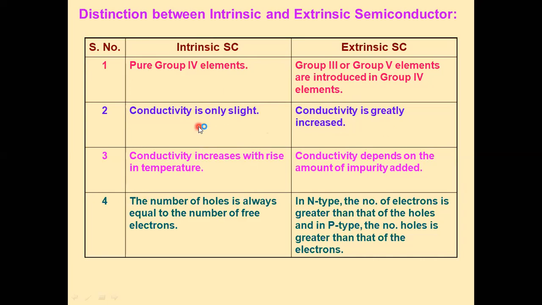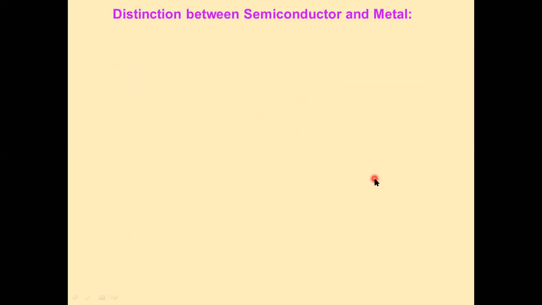Conductivity of the intrinsic type of semiconductor increases with increasing temperature. Conductivity of the extrinsic type depends upon the amount of impurity added, that is, it depends upon the doping. The number of holes and number of electrons are equal in the intrinsic. But in case of the extrinsic type of semiconductor, the number of electrons is greater than the number of holes in N type, and the number of holes is greater than the number of electrons in the P type. So this is the actual difference between intrinsic and extrinsic types of semiconductor.